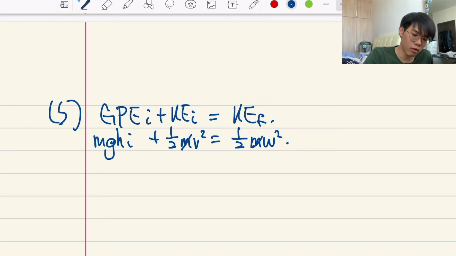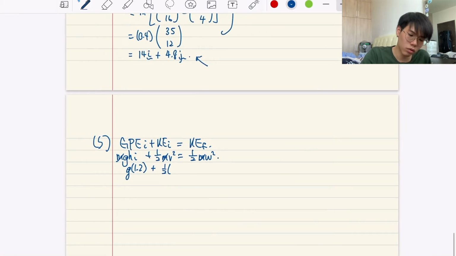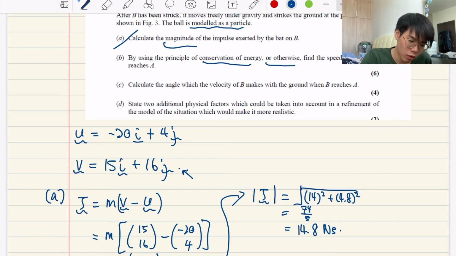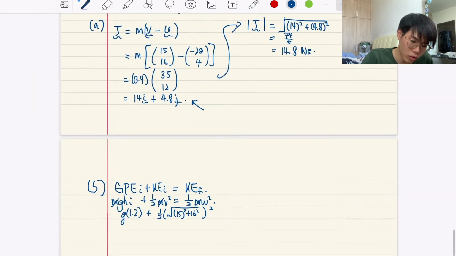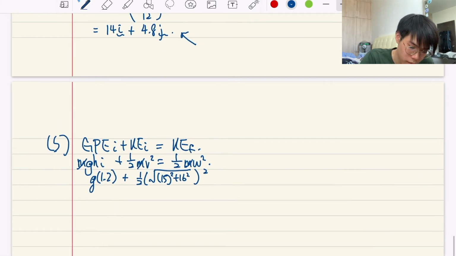So we can cancel out m, left with gh initial, which is 1.2 plus half v squared. We can find the magnitude of v squared by doing square root of 15 squared plus 16 squared, and squaring everything, equal to half w squared.